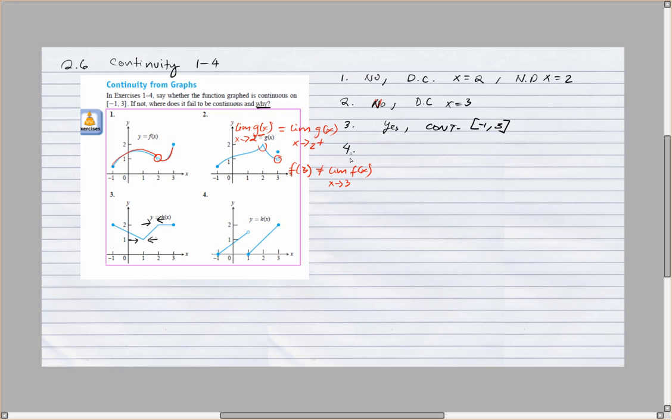And lastly, let's take a look at 4. Number 4 is going to be interesting because there are no undefined parts of the graph. Every single part of the graph is defined.